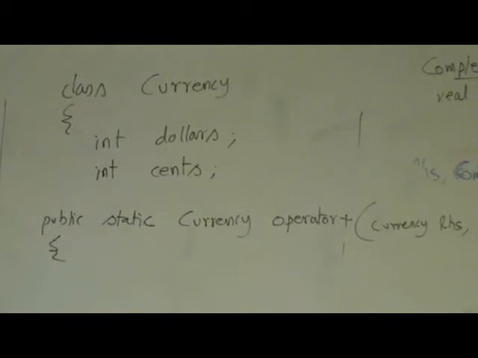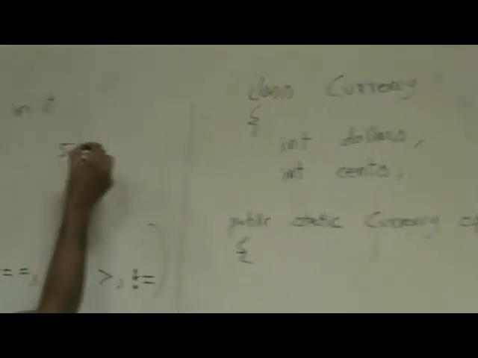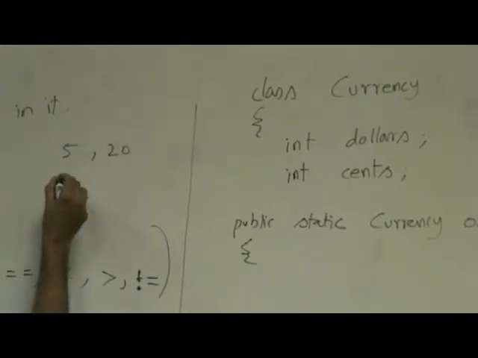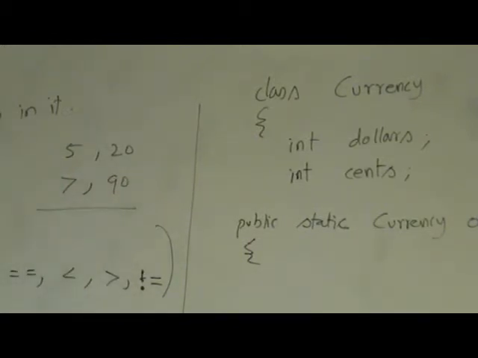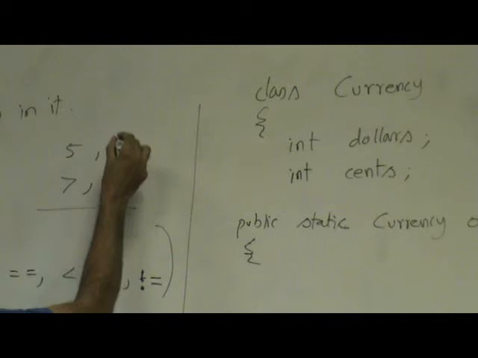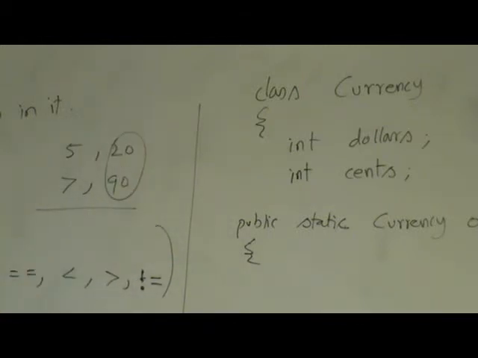Okay, so if somebody gave you, let's say, $5.20 and $7.90, what will be the answer? It will be $13.10, right? So as you can see, if the cent amount exceeds 100, we have to increment the dollar amount by 1, the sum of the dollars by 1. So this is pretty easy.